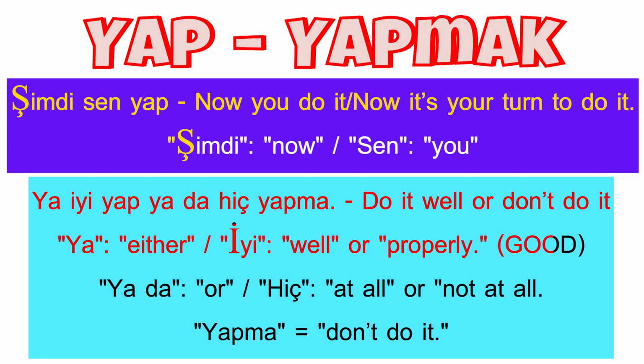Ya iyi yap ya da hiç yapma. Ya here means either. It introduces the first of two contrasting options. İyi means well or properly, highlighting the expectation of quality in the task. Ya da means or, connecting the two contrasting options. Hiç means not at all. Yapma is the negative imperative form of yap, meaning don't do it.